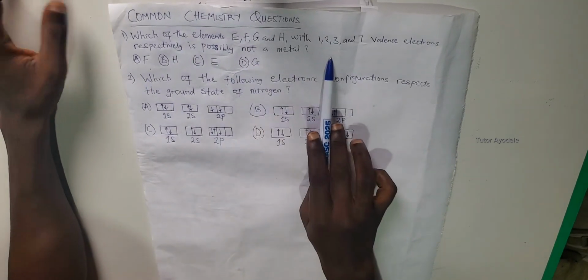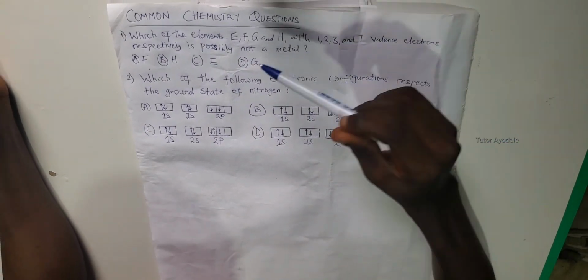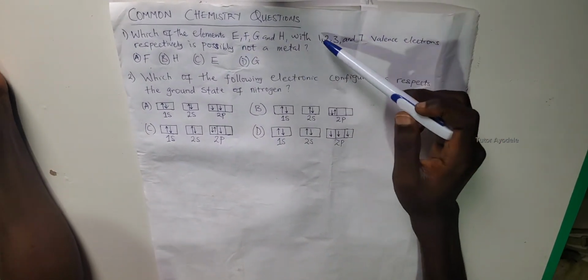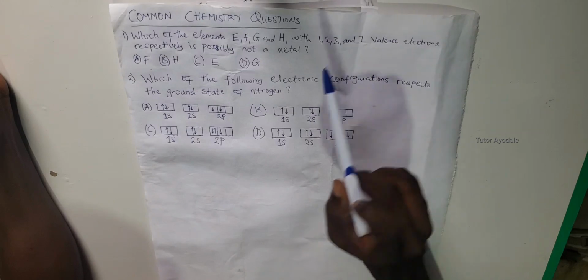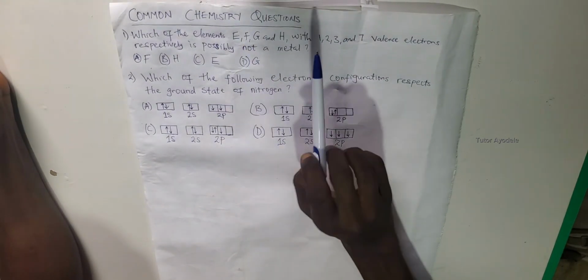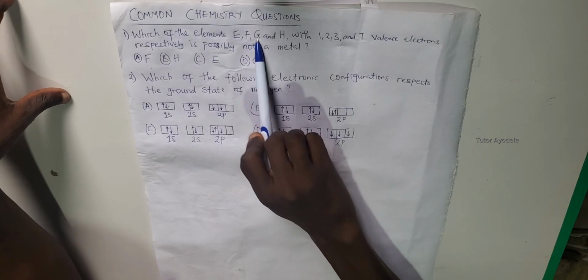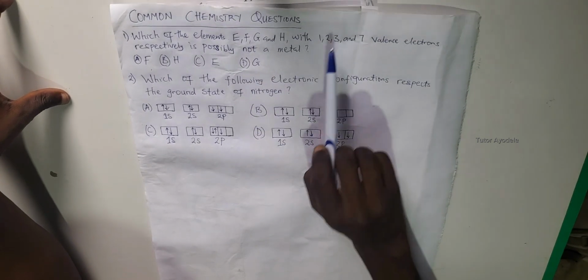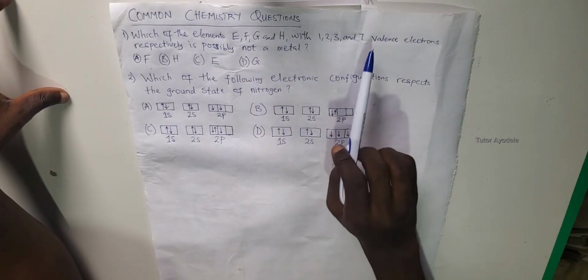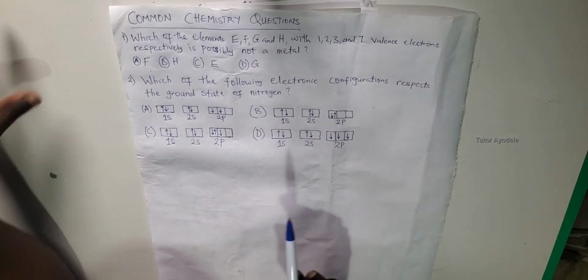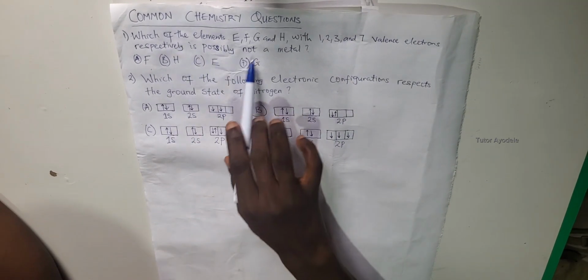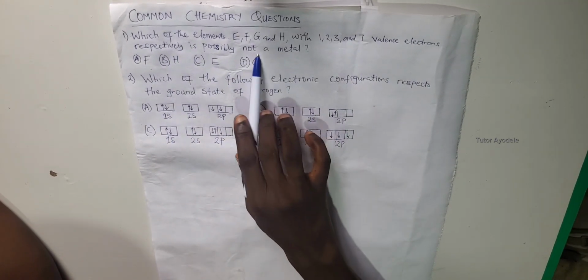We're given 4 elements here. The first element E has a valency of 1. The second element F has a valency of 2. The third element G has a valency of 3. While the last one H has a valency of 7. Then we have to look for the one that is not a metal among them.